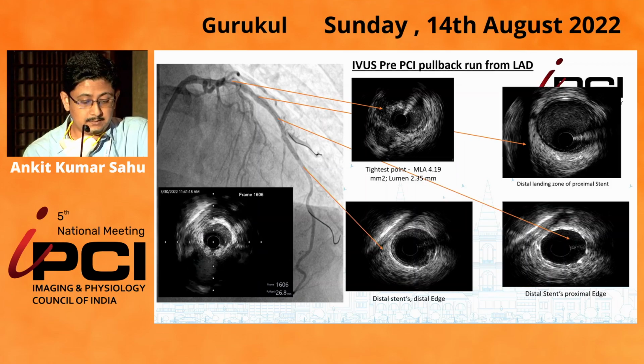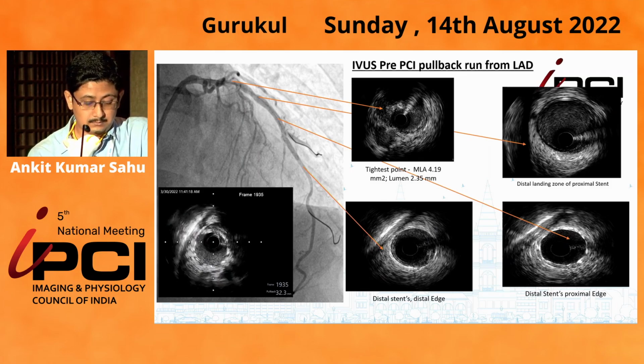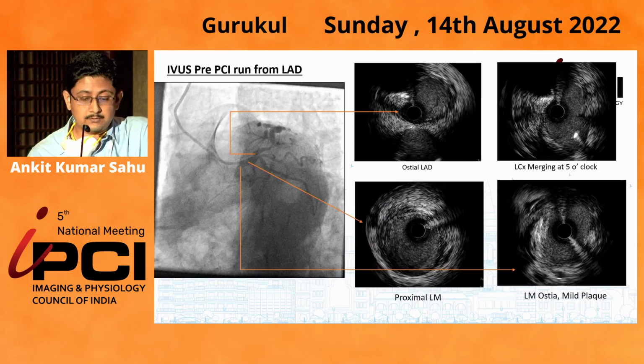So this is the IVUS pullback. Still we are in the distal LAD stent. Some more images of the same run showing the left main bifurcation complex, with the ostial LAD, as I've already told. The LCX was seen merging at 5 o'clock. The proximal LM was okay, but there was mild eccentric plaque at the LM ostia, which was not very significant and didn't seem to compromise the lumen.